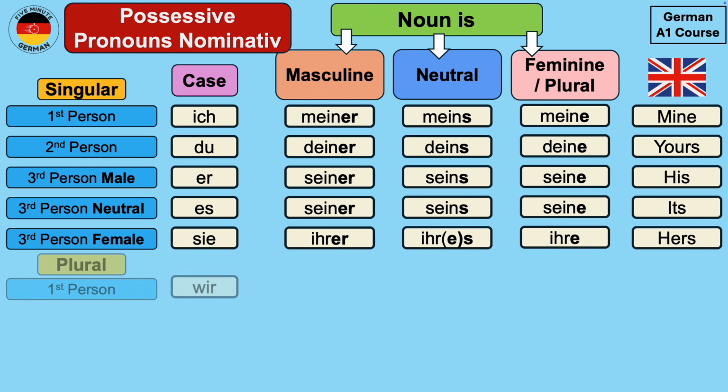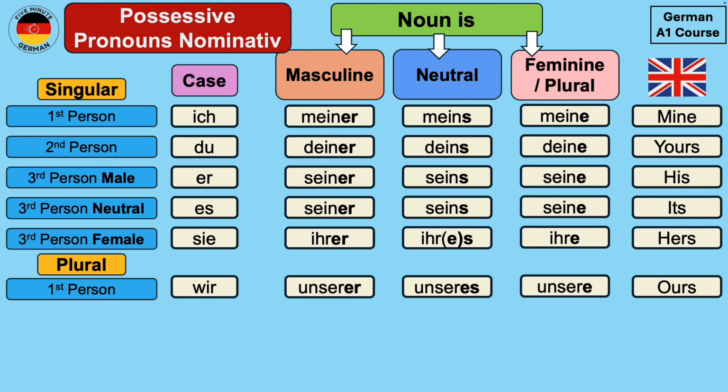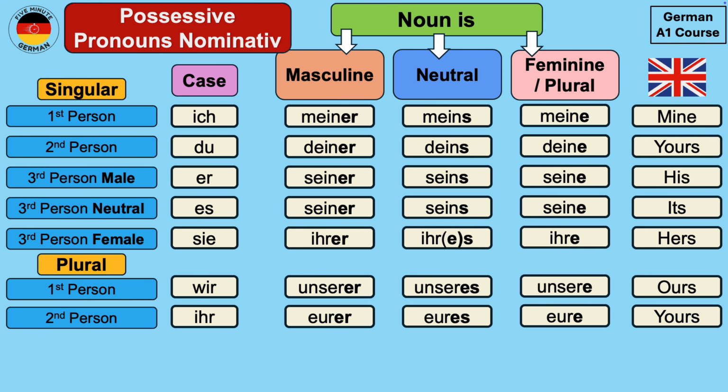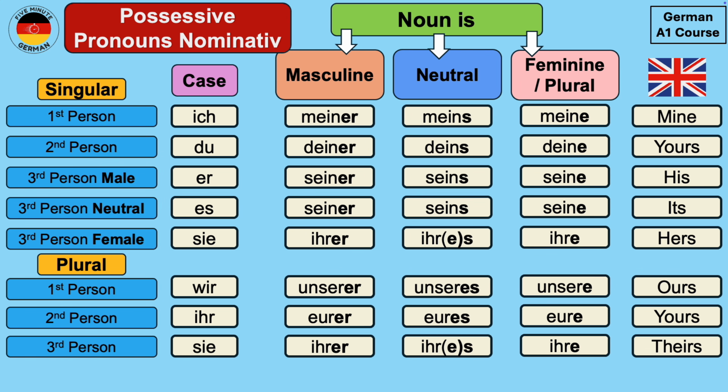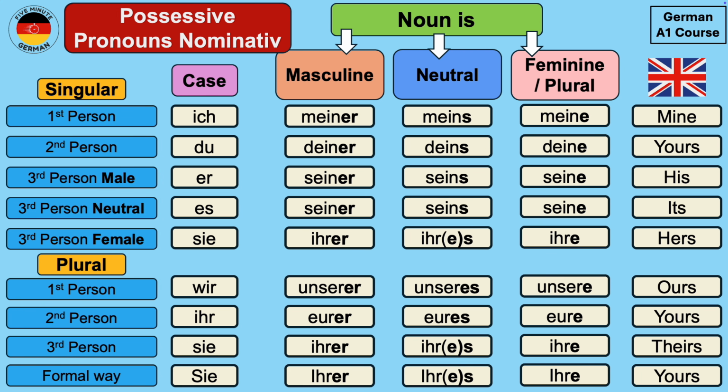In the case of first person plural, the forms will be unserer, unseres, or unsere, and this means ours. For second person plural, the forms will be eurer, eures, and eure, and these mean yours. And for third person plural, the forms will be ihrer, ihres, ihre, which means theirs. And the forms for the formal way will also be the same as the third person plural. So these are the different forms for possessive pronouns in nominative.